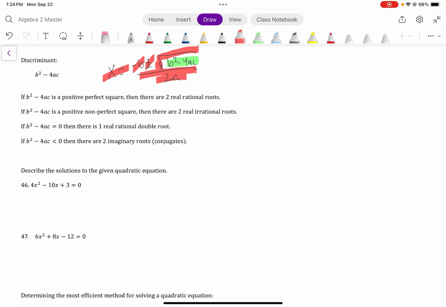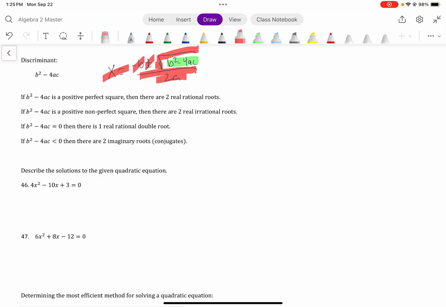If it is a positive non-perfect square number, meaning the square root of 5 or something in the quadratic formula, then you are going to have 2 real irrational roots. You're going to have x equals negative 2 plus or minus square root of 5 for your roots. They're still going to cross the x-axis, but they're going to be between your integers. They're not super nice numbers.